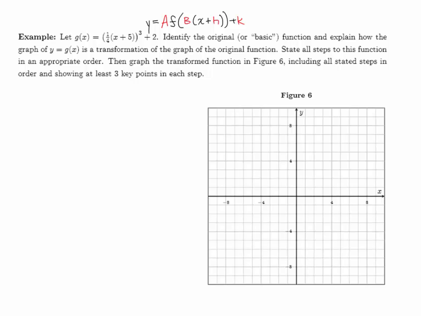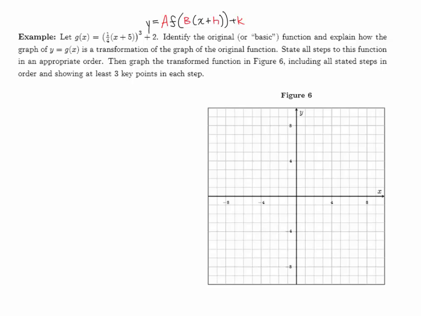In this example, we're going to use transformations to graph the function g defined by g of x equals the quantity of 1/4 times the quantity of x plus 5, all cubed, plus 2. To do so, we'll identify the original or basic function and explain how the graph of y equals g of x is a transformation of that function. In doing so, we'll also state all steps and make sure that we place them in an appropriate order.